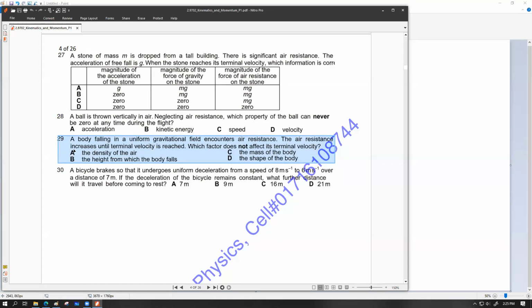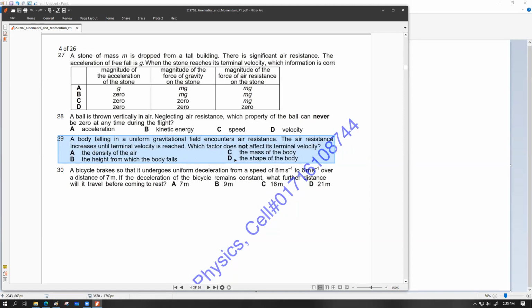So that's a very important bit. Option C says the height from which the body falls. This is the correct response. Sorry, I went for A and then C, my bad. B is the correct response. I'll talk about B in a bit, but I want to talk about D first.